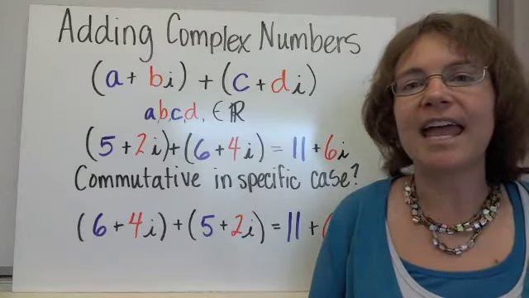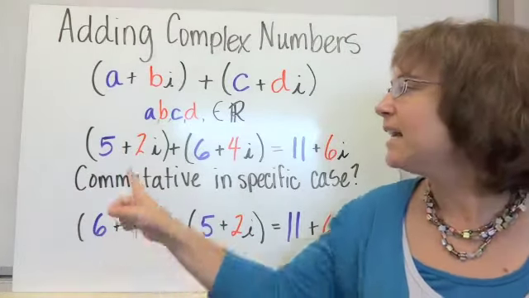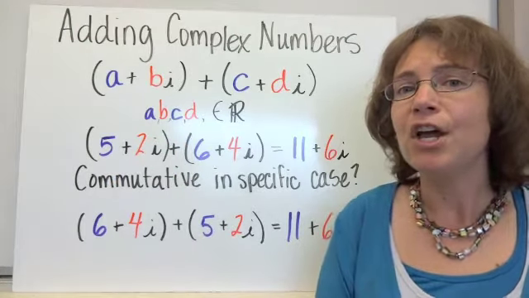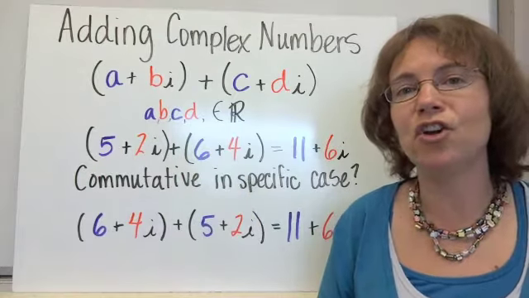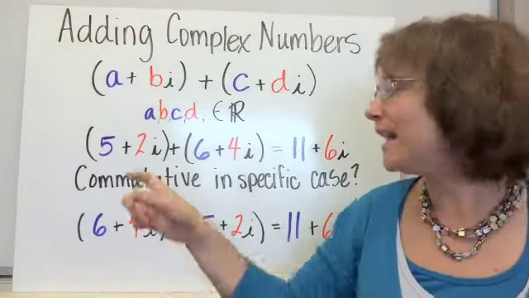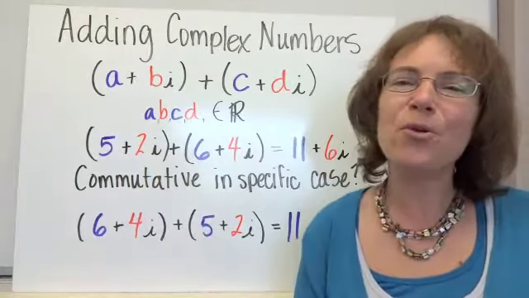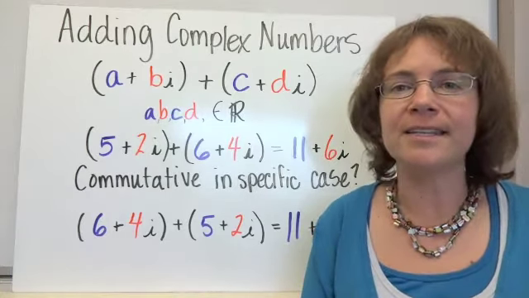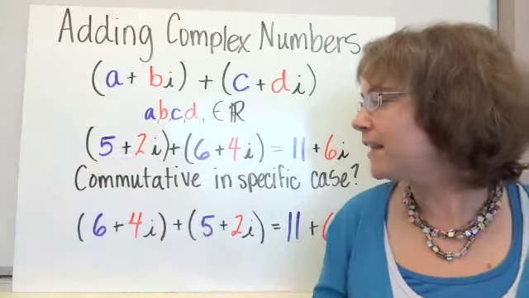So now let's see if in this specific case, addition of these two complex numbers is commutative. Commutative is when you add the first one and the second one and it gives you the same result as the second one and the first one. And it actually doesn't even have to be two. It can be lots of different numbers. Now we know this is true for our real numbers. If we add 3 plus 1, that's the same thing as adding 1 plus 3. But let's look at this specific case.